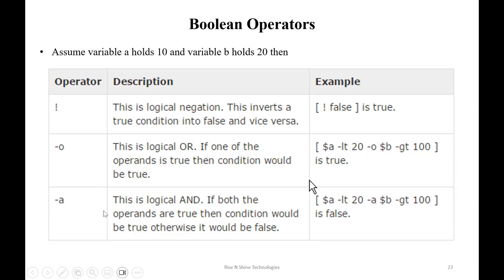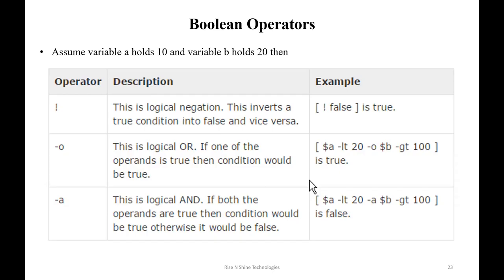Now let's understand the AND. A is less than 20, that is, 10 is less than 20. That is true. Okay, I need to go and check the second one also. $B, B is 20. 20 greater than 100? No, that is false. This is true and this is false, so this entire statement is going to become false.